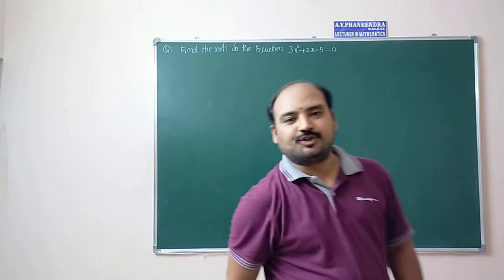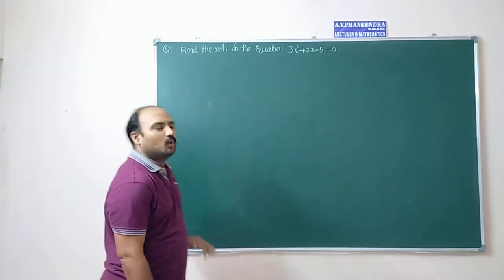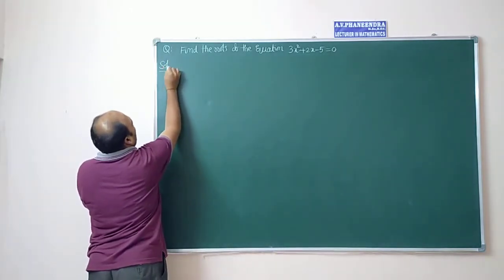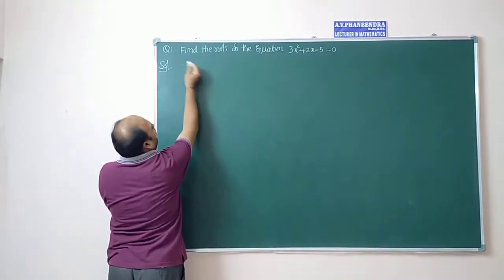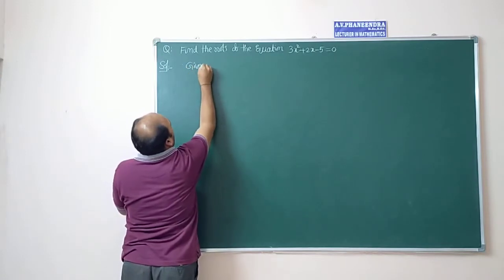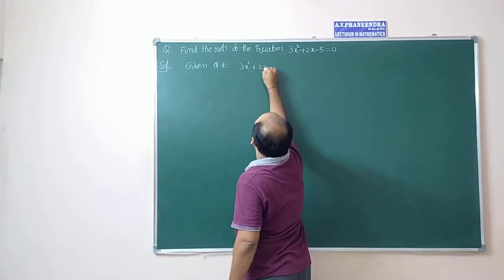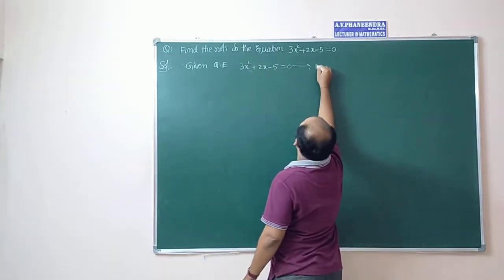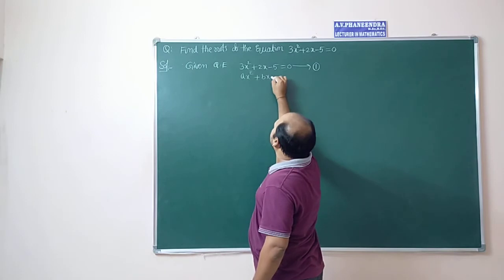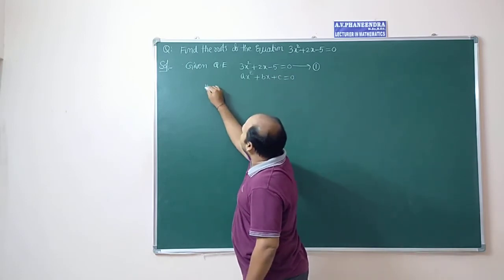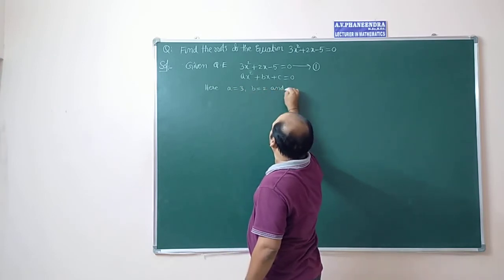Let us take the first question. Find the roots of the equation 3x square plus 2x minus 5 equal to 0. First we write the given quadratic equation 3x square plus 2x minus 5 equal to 0. Compare this quadratic equation with ax square plus bx plus c equal to 0. So here a is equal to 3, b is equal to 2 and c is equal to minus 5.